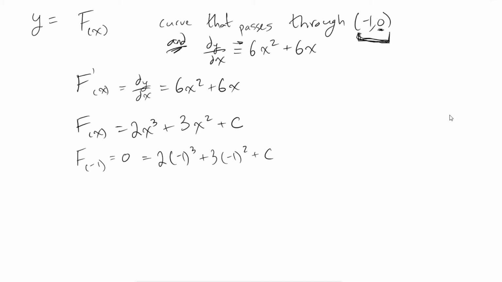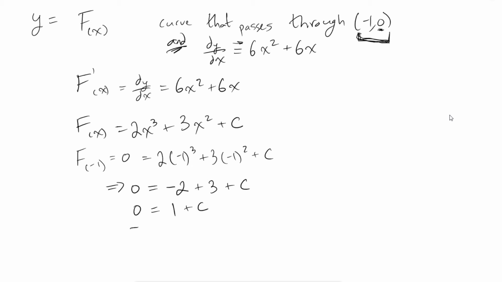Or another way to put it is, if we rearrange the equation, actually, let's just solve it. Let's make things simple. So 0 is equal to 2 times negative 1 cubed. Negative 1 cubed is still negative 1. 2 times negative 1 is negative 2. Plus 3 times negative 1 squared. Negative 1 squared is positive 1. 3 times 1 is 3. Plus c. So 0 is equal to 1 plus c.